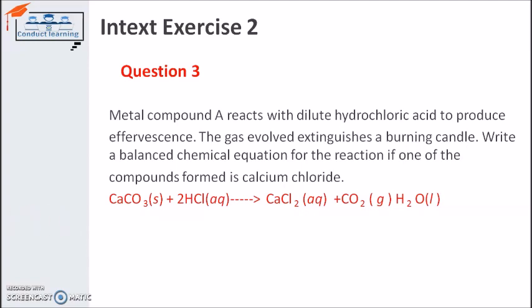So here we take calcium carbonate, CaCO3, which is a metallic compound. When it reacts with HCl, which is an acid, hydrochloric acid, they form calcium chloride, carbon dioxide and water. This carbon dioxide will help to extinguish the candle, because this gas is produced by the reaction between the metal compound, calcium carbonate, and dilute hydrochloric acid, HCl.